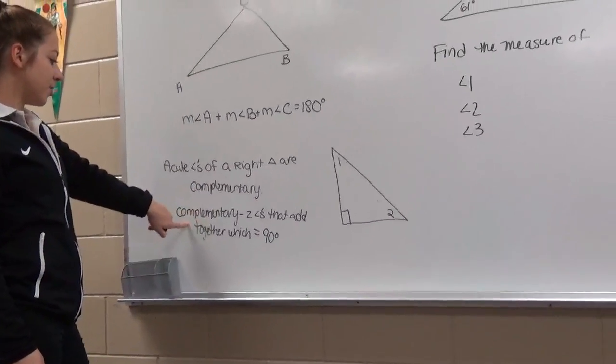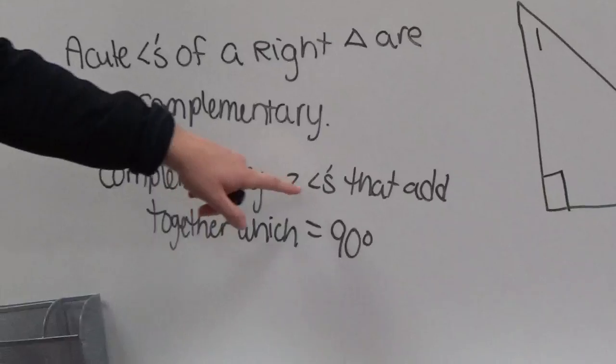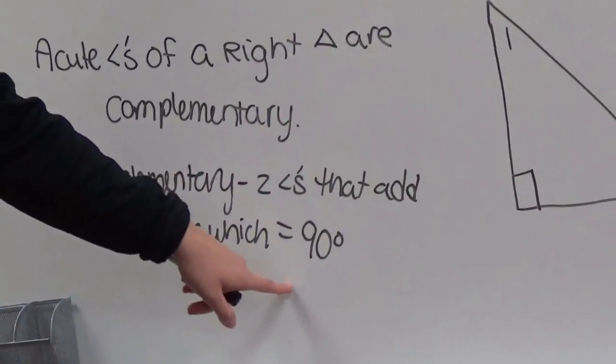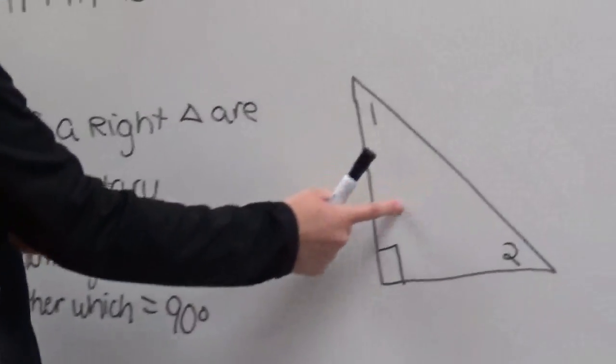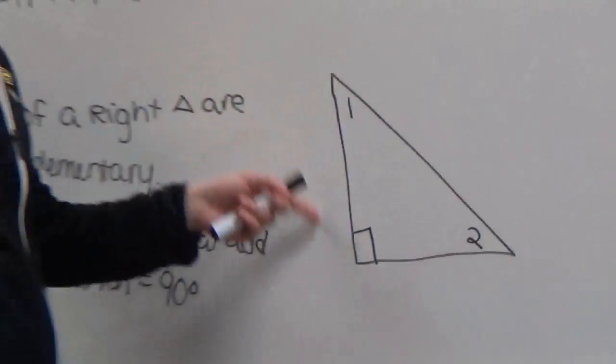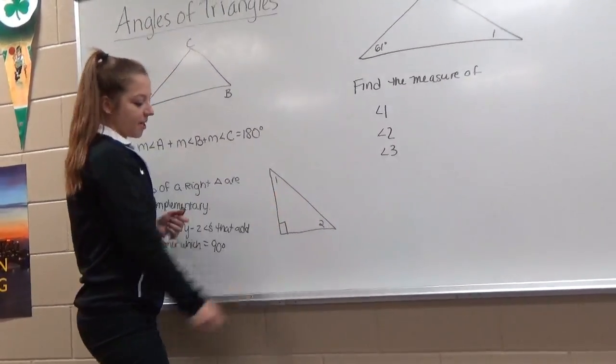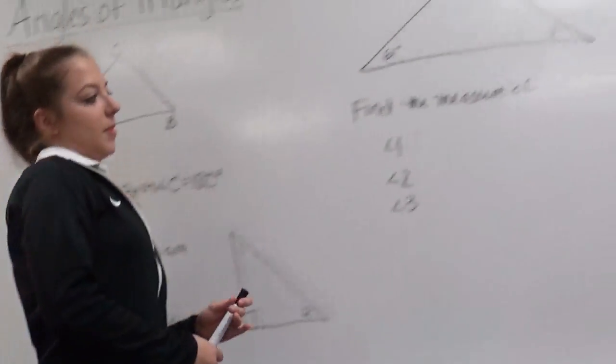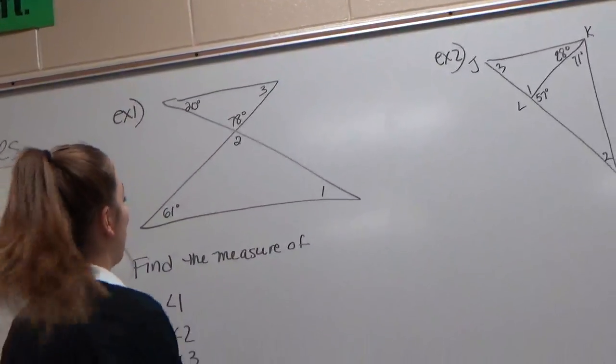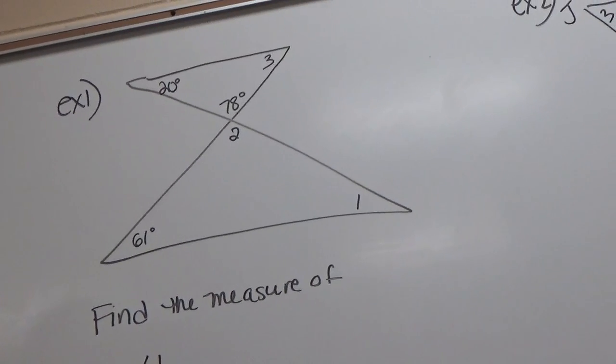Acute angles of a right triangle are complementary. If you don't know what complementary means, complementary are two angles that add together, which equals 90 degrees. So for example, in this right triangle, 1 and 2 together equal 90 degrees. That's what complementary means. Now we're going to the first problem. It says find the measurements of 1, 2, and 3.